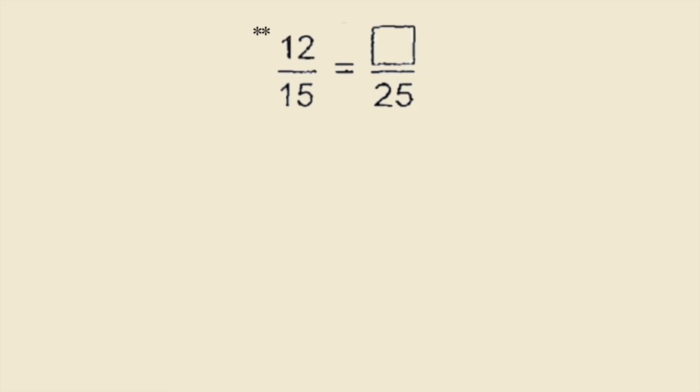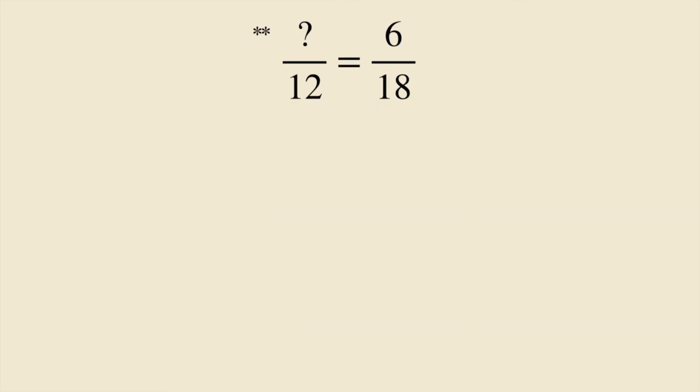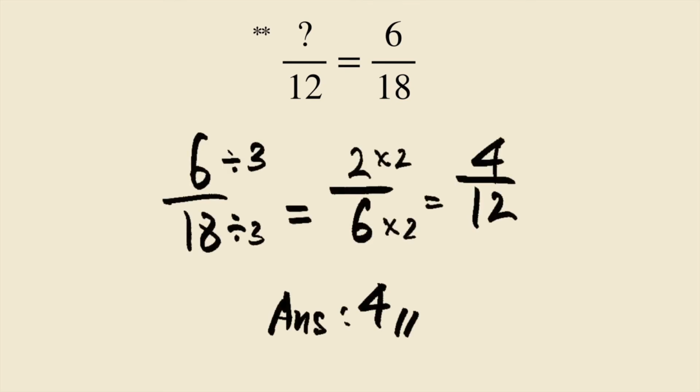So we'll start off with this, turn this into 25. Okay, so divide by 3, we get 4 over 5. Times 5, we get 20 over 25. So the answer is 20. So with 6 over 18, we're going to divide by 3, top and bottom. We get 2 over 6. And now with a denominator of 6, we're going to get to 12. So we'll times 2. Times 2 gets us 4 as the answer.